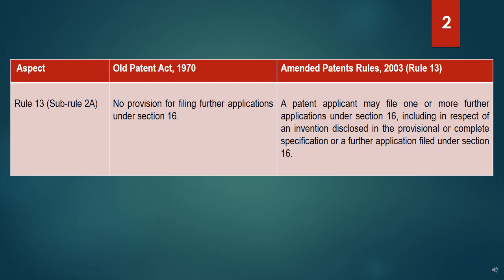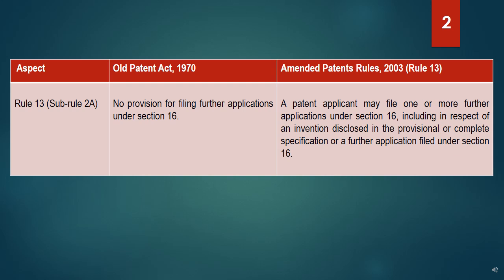What this means? First one is more flexibility. Now, if an applicant finds that their original patent application covers multiple inventions, they can file multiple further applications, means divisional applications, to cover each of those inventions. They can even base a new further application on an earlier one if needed.